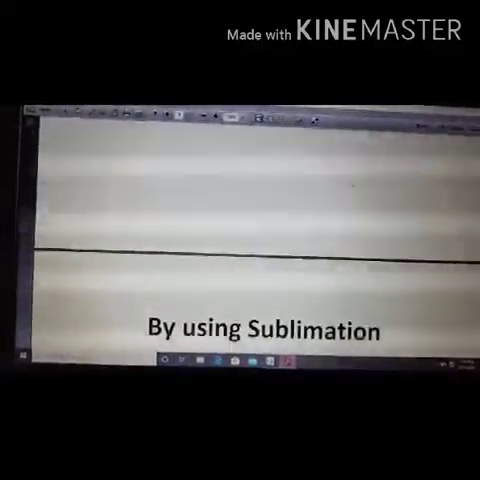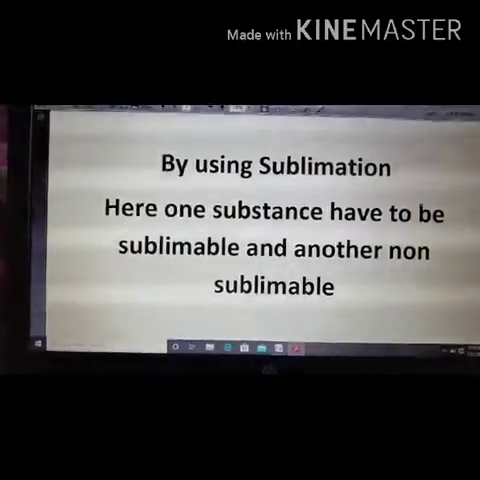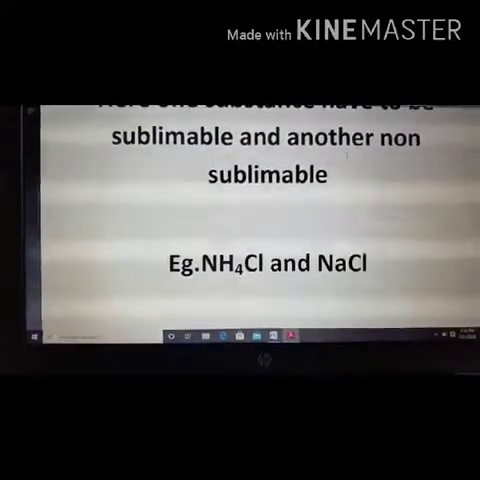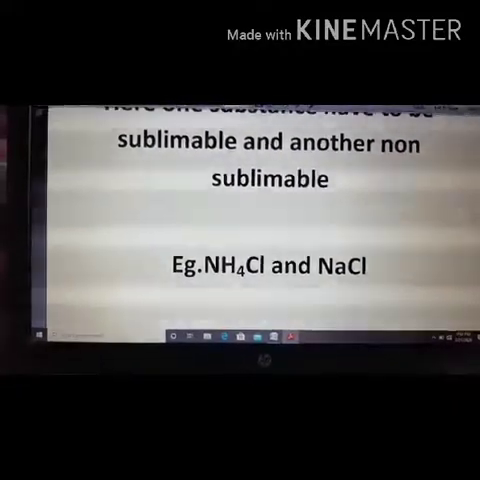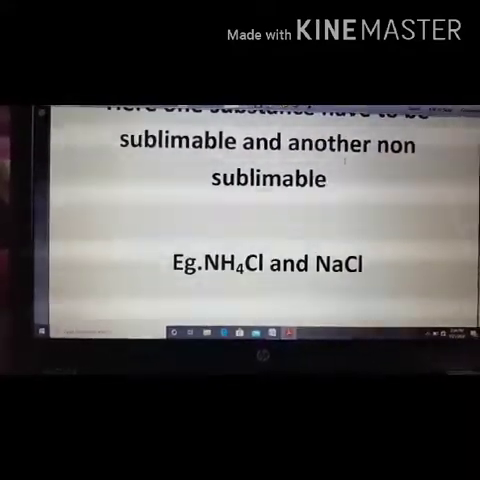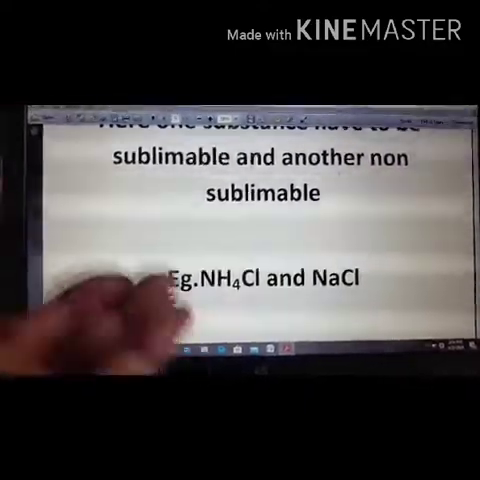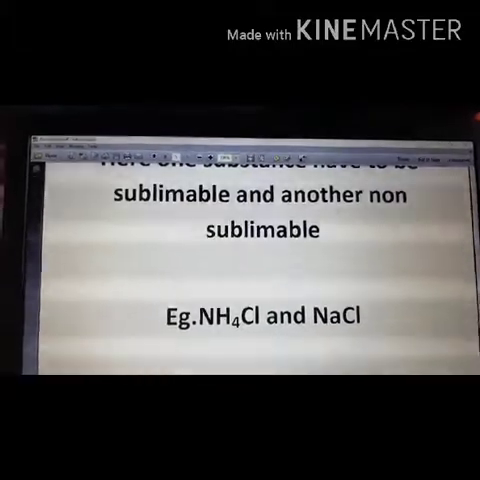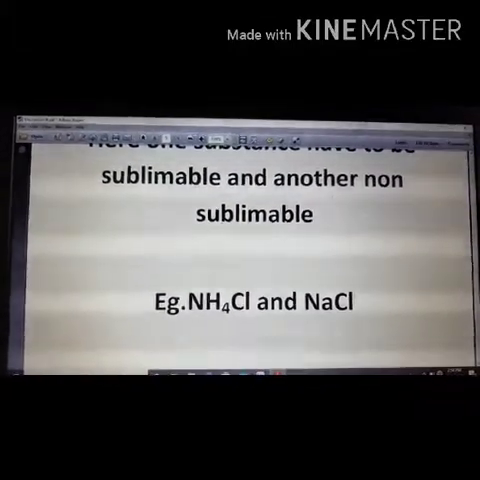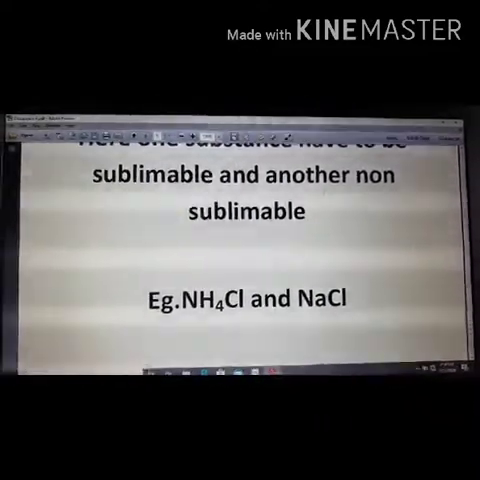Next, by using sublimation. Here one substance has to be sublimable and the other non-sublimable. Just like NH4Cl, ammonium chloride, and NaCl: NH4Cl is a sublimable substance and NaCl is a non-sublimable substance. So if you heat a mixture of NH4Cl and NaCl, then NH4Cl will be vaporized and NaCl will remain as a residue. That means the ammonium chloride gets separated from the NaCl.